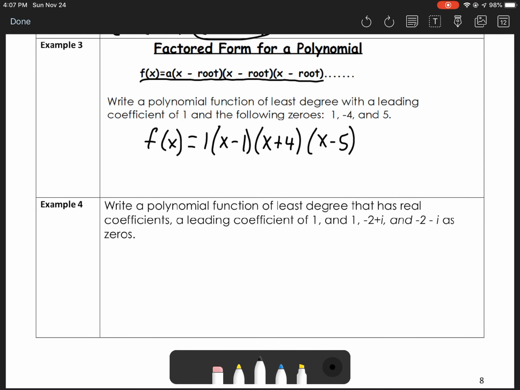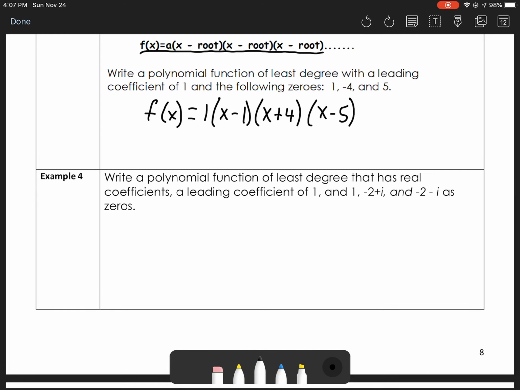The next problem says write a polynomial function of least degree that has real coefficients, a leading coefficient of 1, and negative 2 plus i, and negative 2 minus i as zeros. So the leading coefficient is 1. 1 is a zero, negative 2 plus i, and negative 2 minus i are 3 zeros, which means it's going to be a cubic function when we're all done.